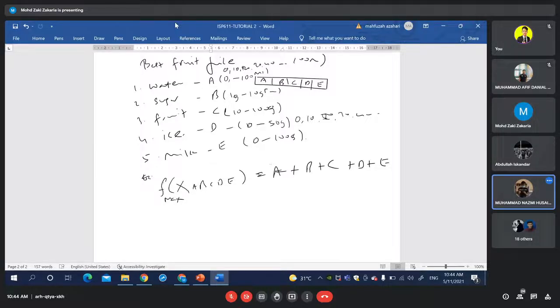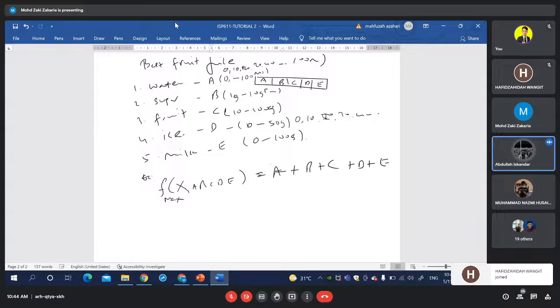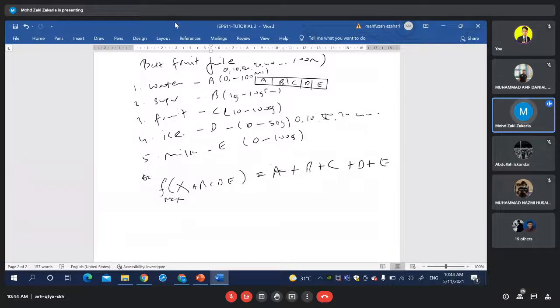I think not. If maximum, it seems not suitable. Yeah, not ideal to represent the problem. So how to create the best fitness function? This is a very complex or difficult task.